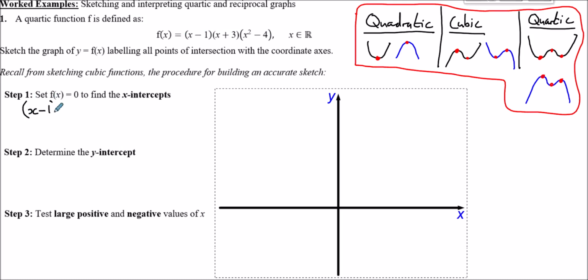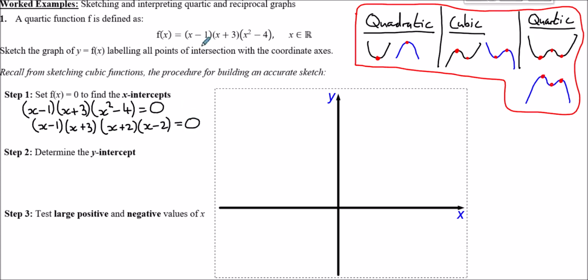So (x minus 1)(x plus 3)(x squared minus 4), set that whole thing equal to 0. However, be careful and spot that we have something here which can factorise further. This is the difference of two squares. So this becomes (x minus 1)(x plus 3)(x plus 2)(x minus 2) equal to 0.